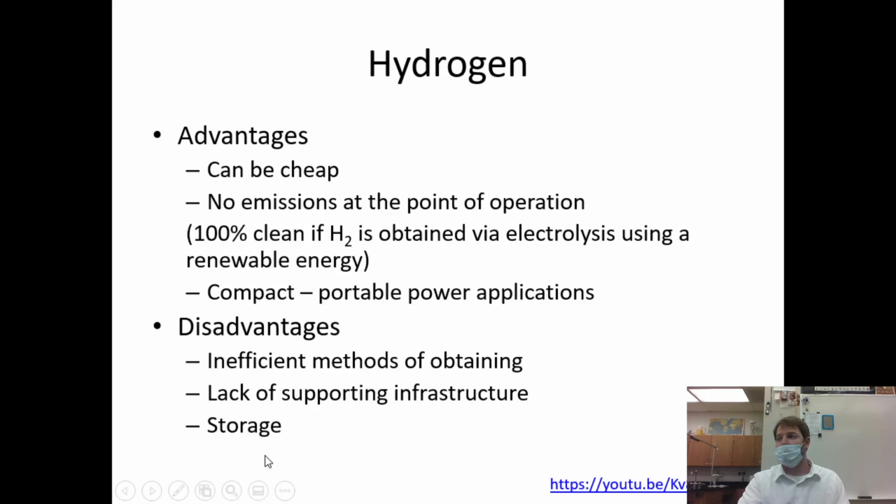And then obviously storage is an issue. Compressing those gases into tanks is all fine and dandy, but where are you going to get all those tanks? And isn't it a risk if you have compressed gases that are flammable? It is.